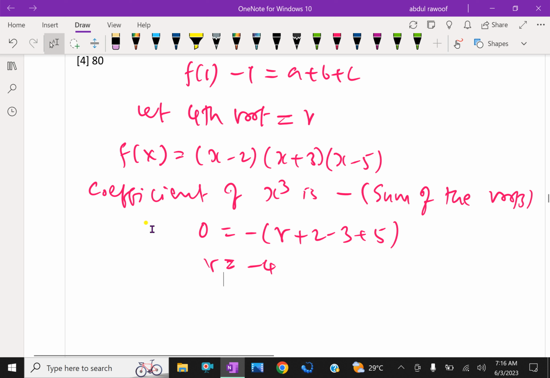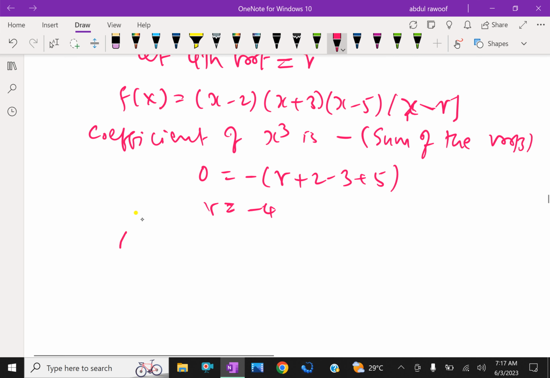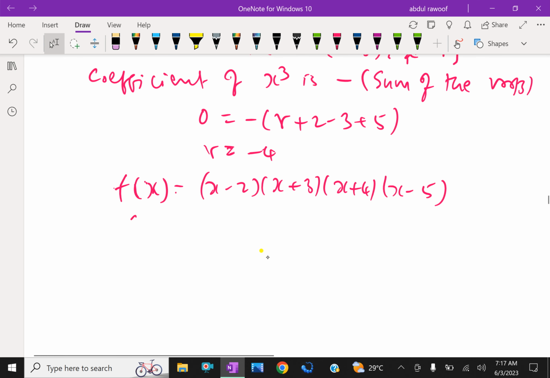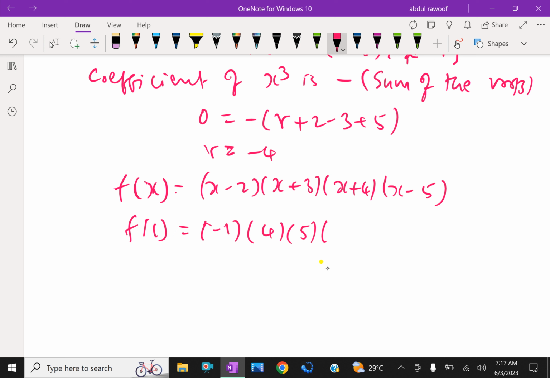Therefore, we can say f of x, with all four roots, we write x minus 2, x plus 3, x plus 4 and x minus 5, because r equals minus 4 so we use plus 4. Now we use f of 1, putting x equal to 1, we get minus 1, 4, 5, minus 4, which is equal to 80.